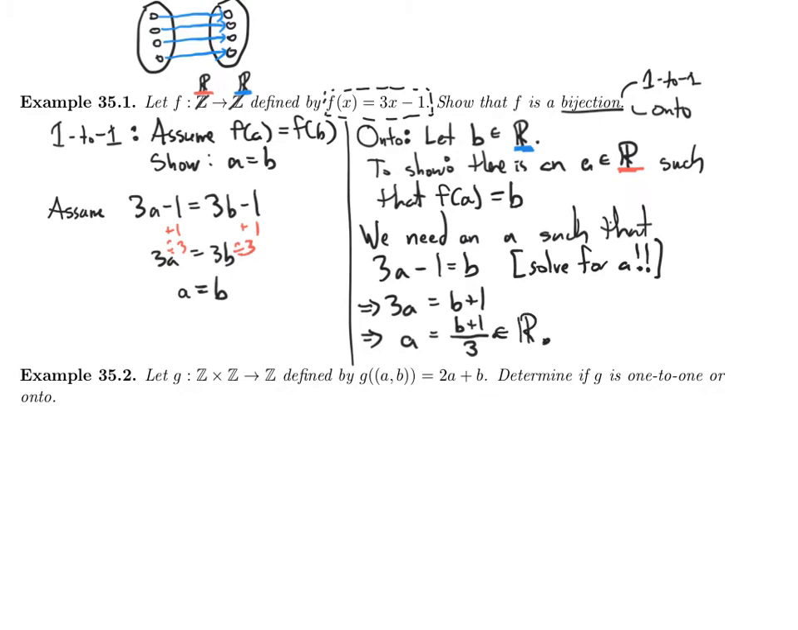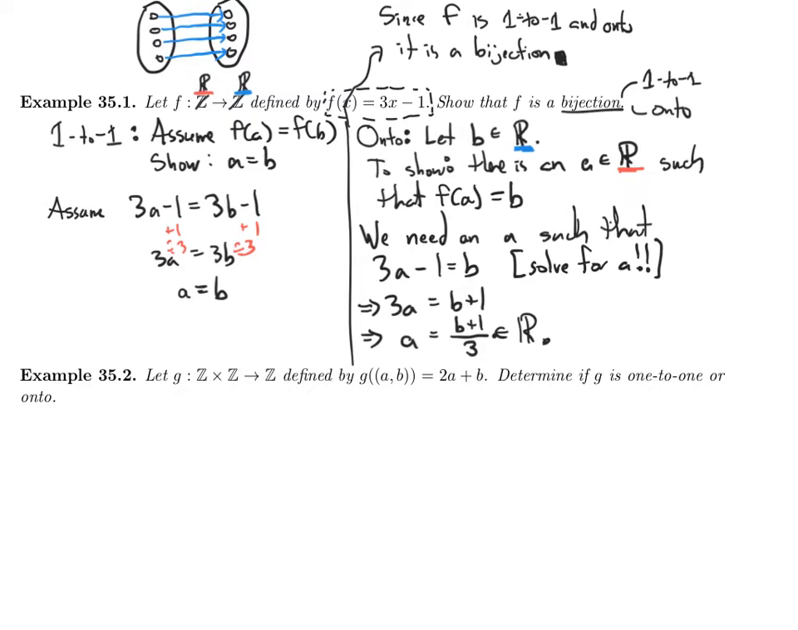So we can write a little sentence. I'm just going to write it up here because I'm almost out of room. We can say, since f is 1-to-1 and onto, it is a bijection. And we're done with this example. Fantastic.